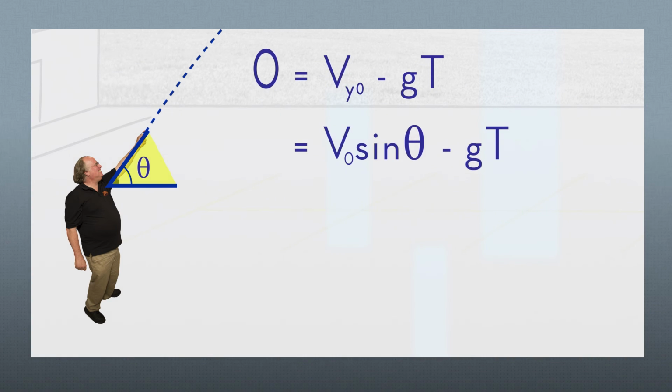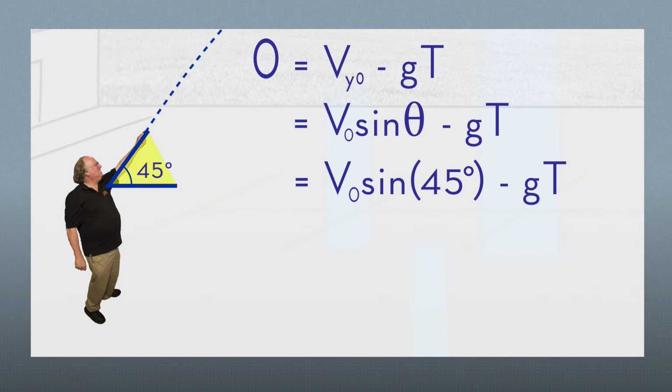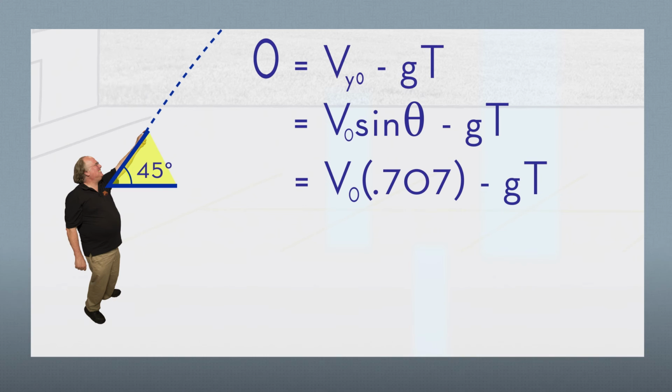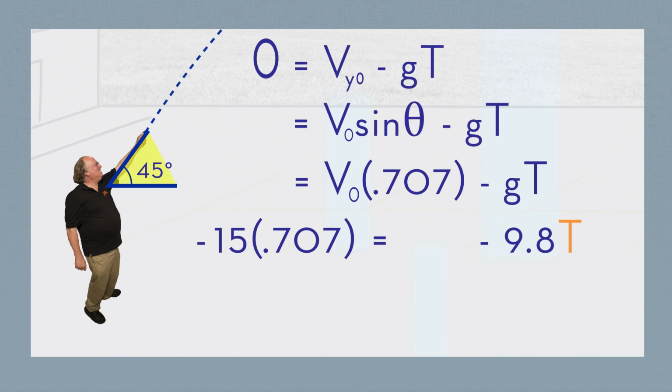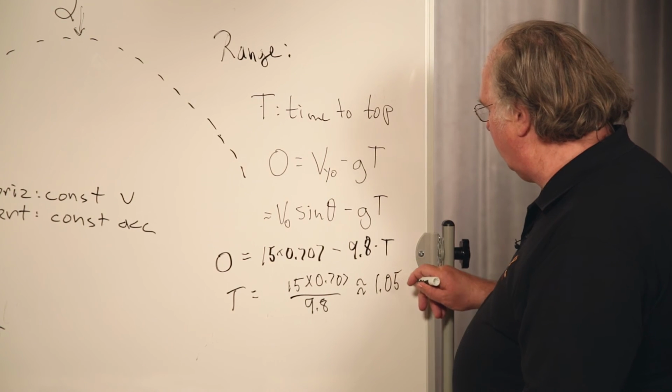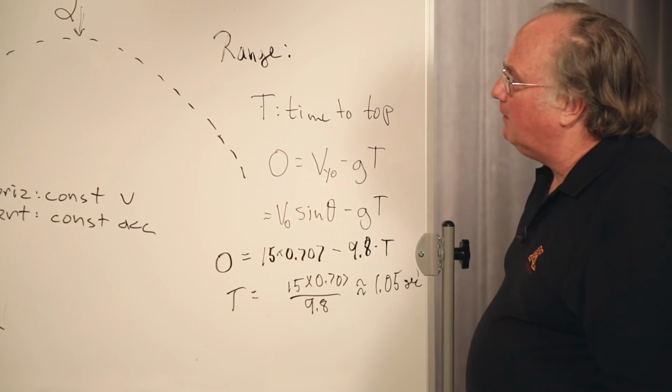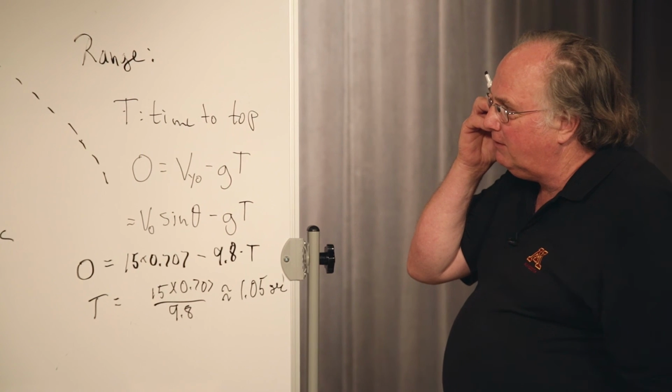The angle to fire it at is 45 degrees. The sine of that angle is 0.707. So we get 15 again times 0.707 minus 9.8 times T, and T equals 15 times 0.707 over 9.8, or this is about 1.05 seconds. So it reaches its peak about a second after it takes off.